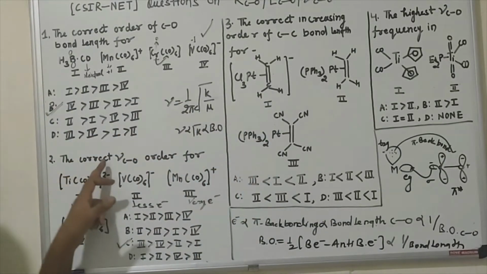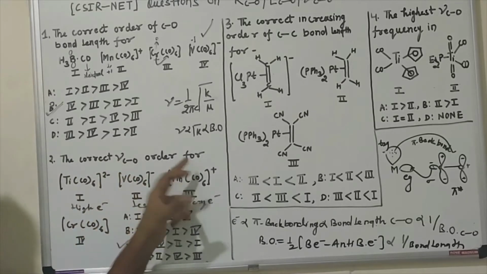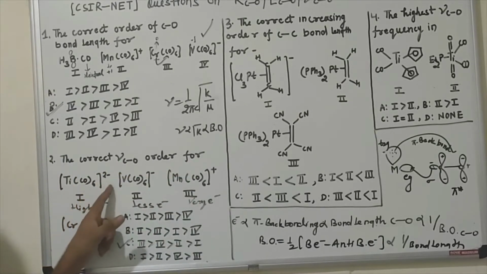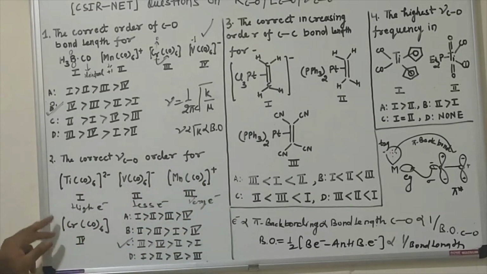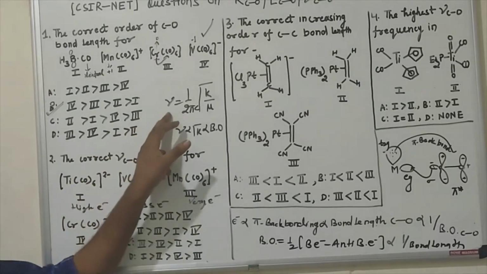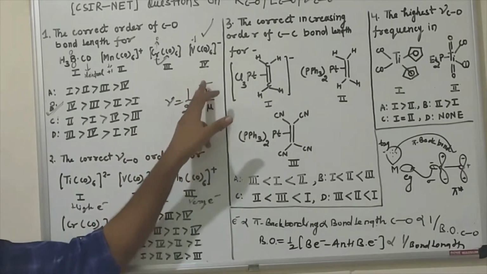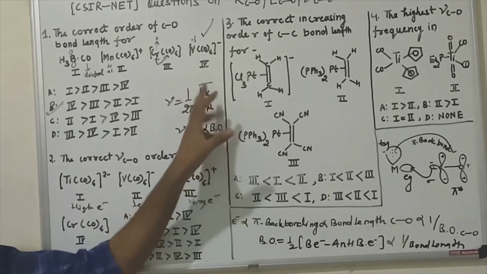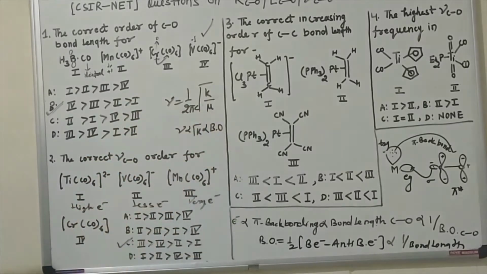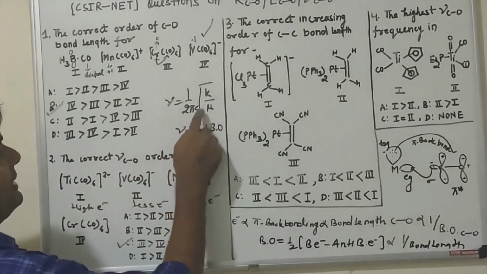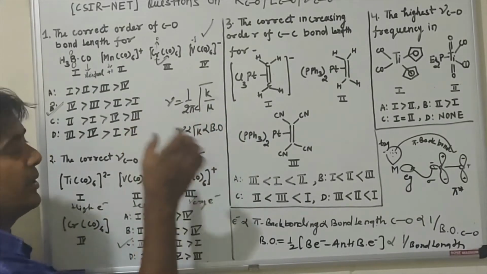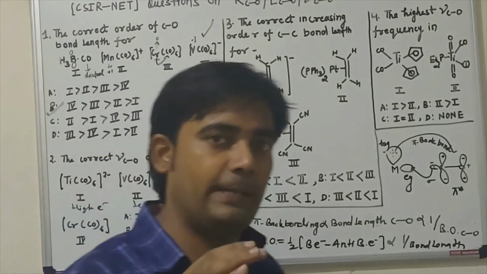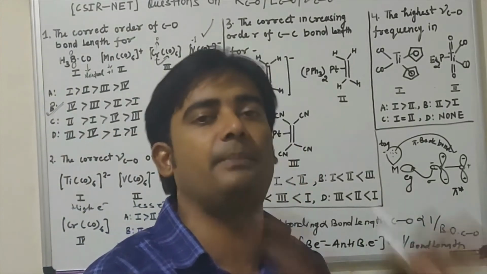The second question is the correct CO frequency order for [Ti(CO)6]2-, [V(CO)6]-, [Mn(CO)6]+, and Cr(CO)6. As we know, the frequency is equal to 1 upon 2 pi c times the square root of k upon mu. K is the bond strength and mu is the reduced mass. If mu and the constants are fixed, then frequency is directly proportional to bond strength, that means bond order. So you need to calculate the bond order only. If bond order is high, then frequency will be high.